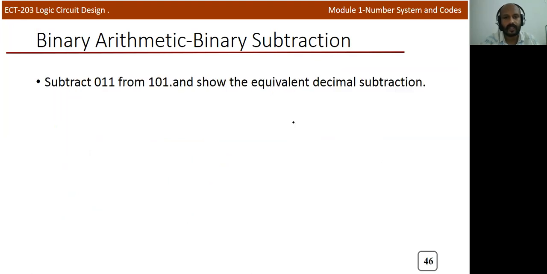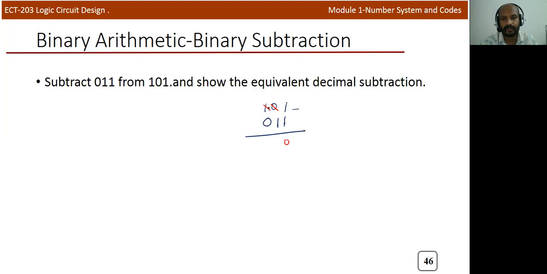Here it is given 011, and we need to subtract this from 101 actually. So we need to perform subtraction. If you look here, 1 minus 1 will be 0. If you check this column 2, 0 minus 1 is not possible, so we will borrow 1 from the third column.